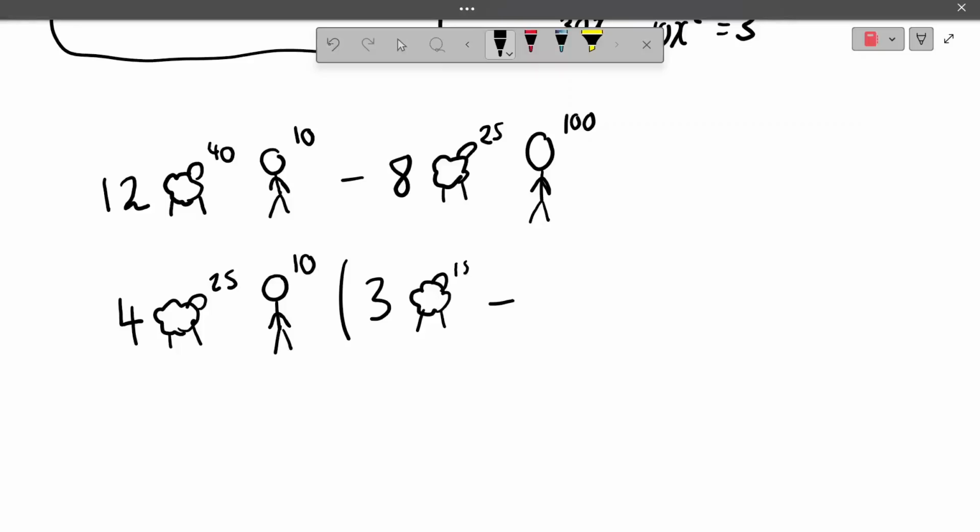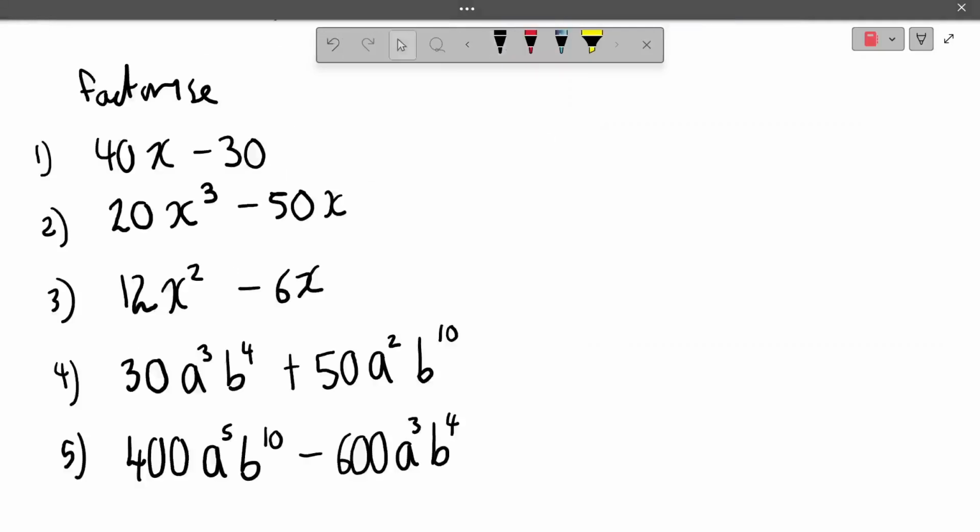And we have 8 divided by 4 is 2. Sheep to the 25 divided by sheep to the 25 is 1. So we don't bother writing that because it's like 2 times 1. And stickman to the 100 divided by stickman to the 10 is stickman to the power of 90. Then we close the brackets. So that has been factorized. So I've now done a couple of examples of this simple factorizing where you just take out one component.